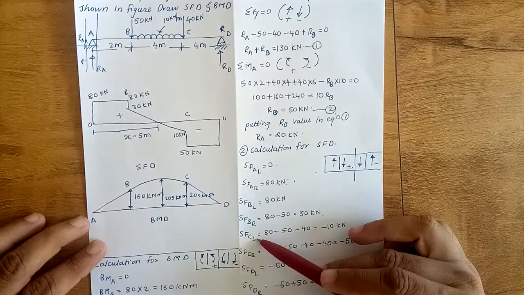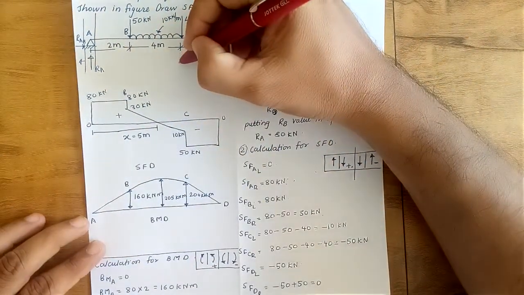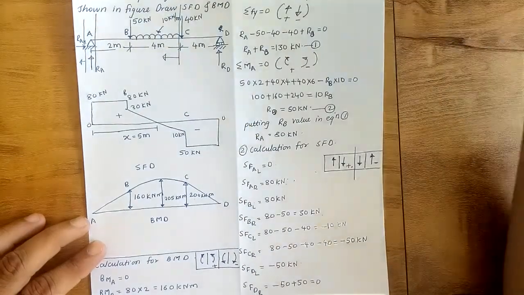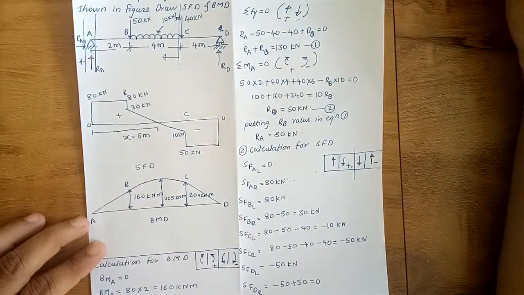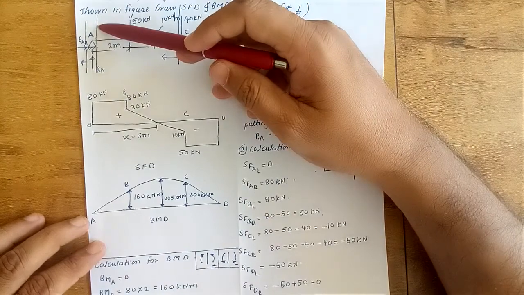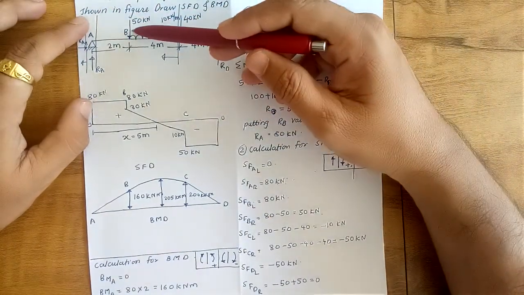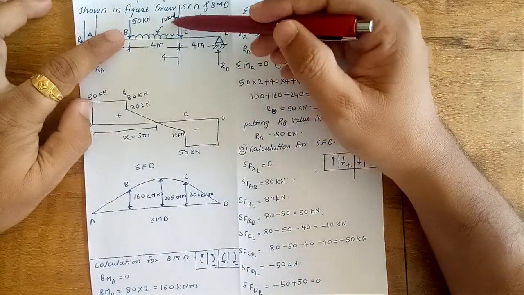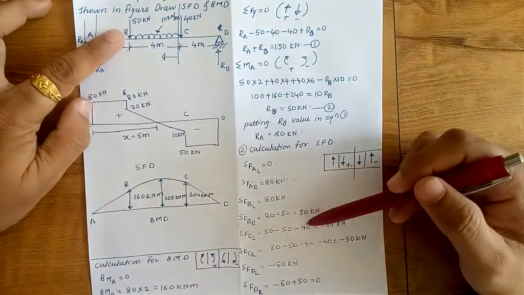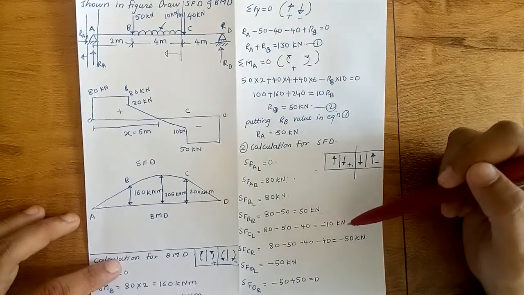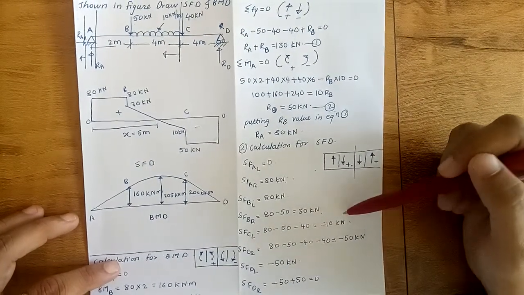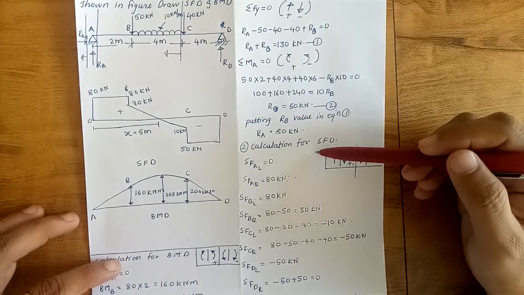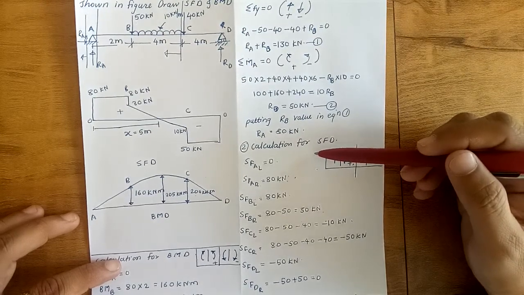Then shear force at C left. I am considering the section at this point, and I am going to consider all the forces in the left direction. So what happens? This is plus 80 kilonewton minus 50 and minus 40. Why minus 40? 10 into 4 is nothing but the total load, that is minus 40. So it will be minus 10 kilonewton. Okay, while calculating the shear force, we do not need to consider the distances. We have to just consider the force.